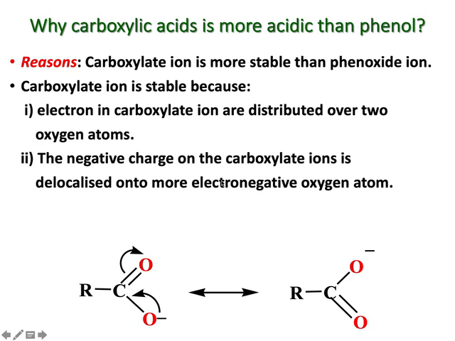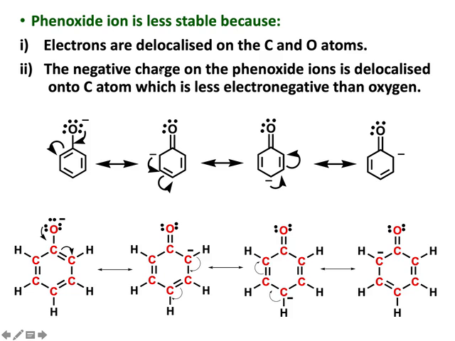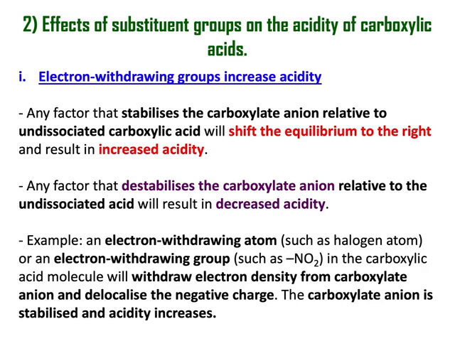this one, aliphatic carboxylic acid, which after dissociating becomes carboxylate ion, is more stable compared to phenoxide. Because for phenoxide, this electron is delocalized between C and O, and at the same time this electron is delocalized in the aromatic, so it becomes more resonant, so the structure of phenoxide ion is less stable. So number 2 is the effect of the substituent.